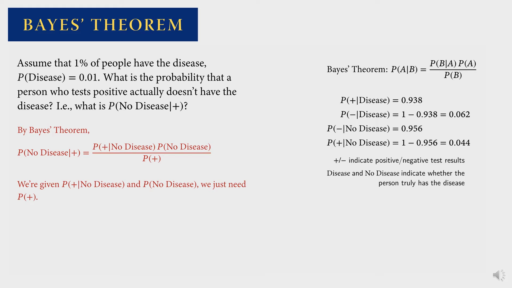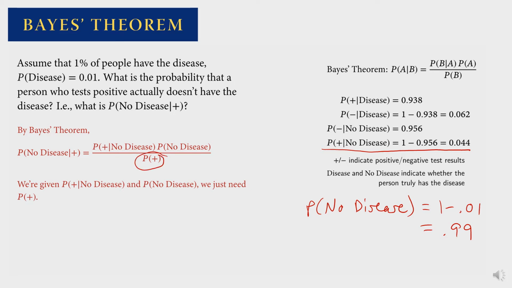Bayes' theorem makes it really easy to solve a problem like this. I've set it up based on the definition. We're given the probability of positive given no disease, it's 0.044. We're also given the probability of no disease, that's 1 minus the probability of disease, which is 0.01, so that's 0.99. We just need to find the denominator, the probability of a positive test.